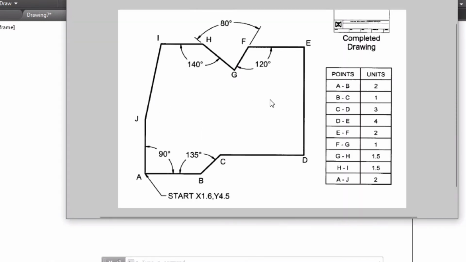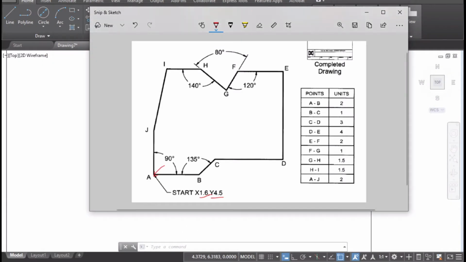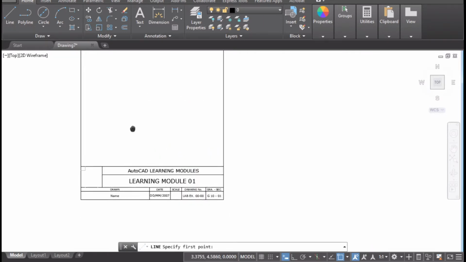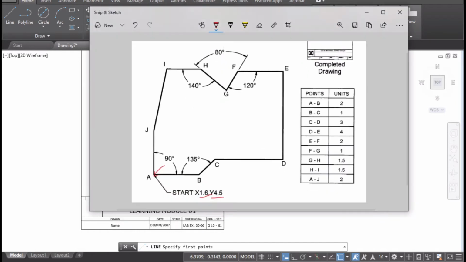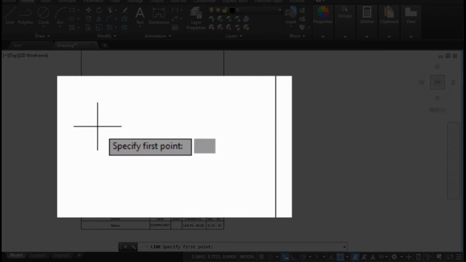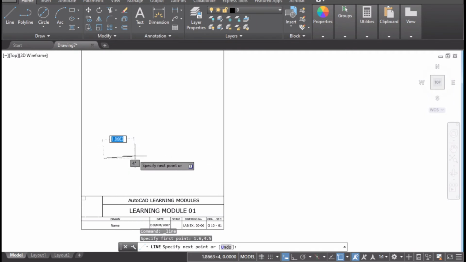So let me take the sketch. Here you can see, as usual, we have a starting point. Here is point A, which is nothing but 1.6 as X coordinate and Y coordinate is 4.5. So it's obvious we're gonna take the line, and the starting point is 1.6, 4.5. So you have to make sure the dynamic mode is turned on so that you can see the coordinate. So once you get the coordinate, check it, 1.6, 4.5. So I'm going to enter 1.6, 4.5, enter. Now our line is already started from that point.